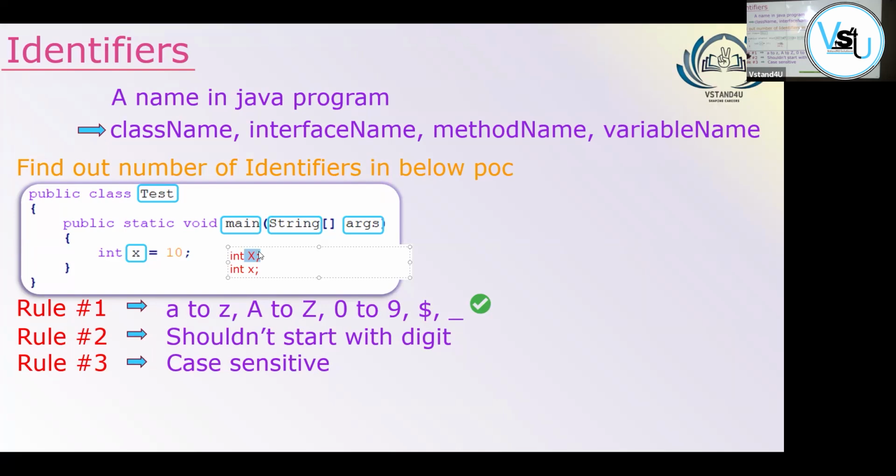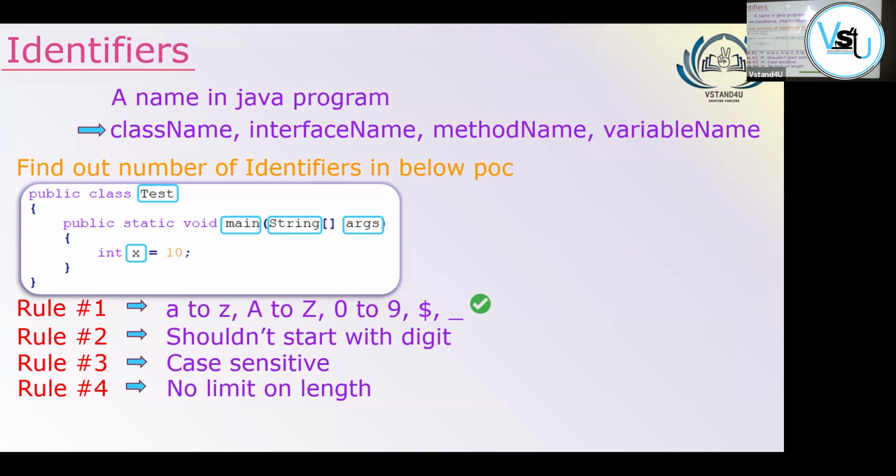Moving forward, pay attention. Fourth rule says no limit on length, means you can write as lengthy a name as you want. There is no restriction on lengthy names. But which one is recommended? Shorter names or lengthier names? Myth. It is highly recommended you write as lengthy a name as you want. Reason? If you're writing lengthy names, readability is better.